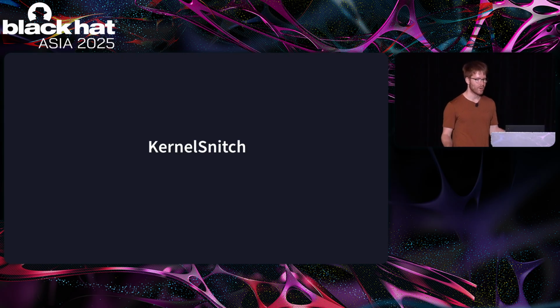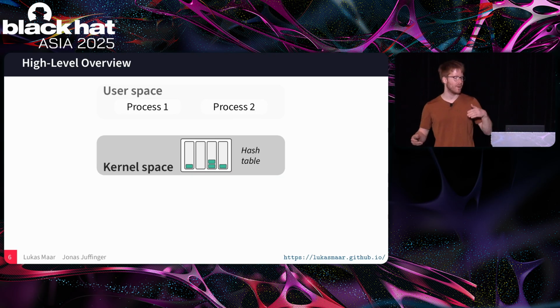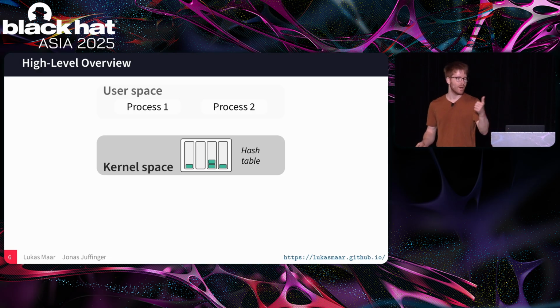All right, okay, so now we know about linked lists. We now know how the Linux kernel implements hash tables. I would say let's combine both. And if we combine both, we get exactly KernelSnitch. From a high-level perspective, we have the user space on the top and the kernel space at the bottom. In the user space, let's say we have two processes running, one which is under the control of malicious actors, and one maybe also controlled by someone else.